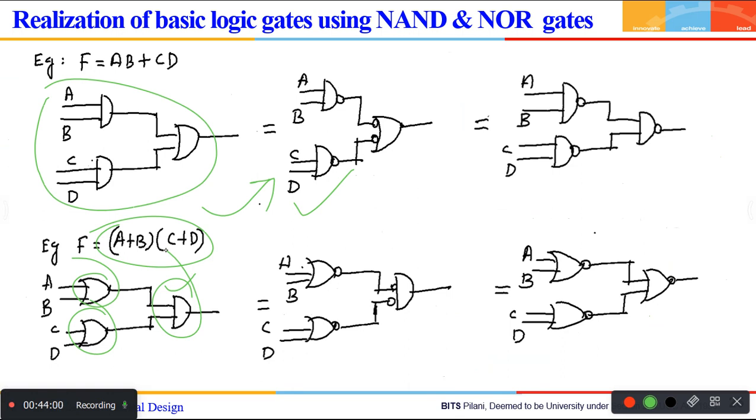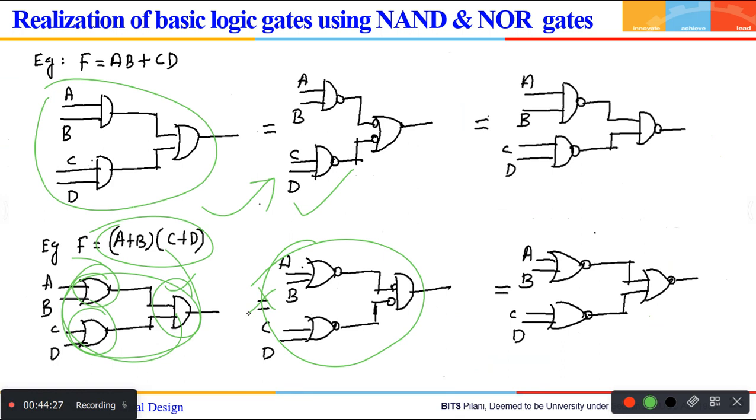See, here there are two gates, right? This is also possible. If you implement it using only NAND gates, you get a different one. If you implement this using only NAND gates, you will not get this. You get something different. This is called universal gates. NOR and NAND are called universal gates.